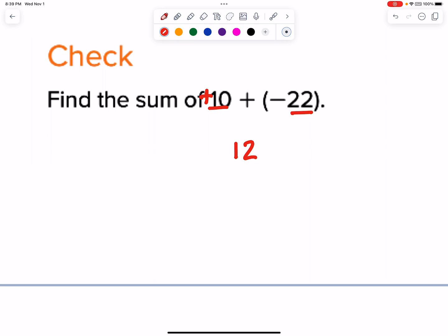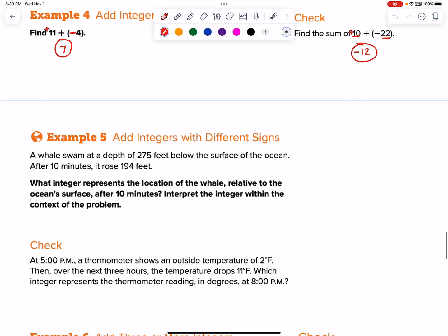Well, the bigger one is 22, and it's negative. Okay, so think about that. We started at negative 22, added 10. Well, we're not out of the negatives. We're still at negative 12. So there we go. Okay, so that's what we're doing with integers.